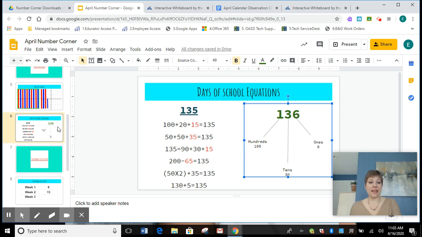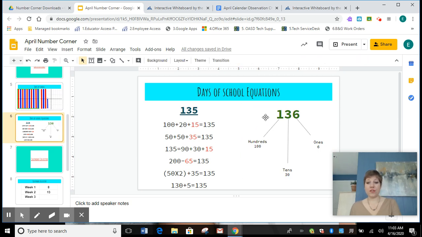Today, like we said, it's the 136th day of school. What does this 3 mean, first graders? You're right. It means there are 3 tens or 30. What does this 1 mean, first graders?